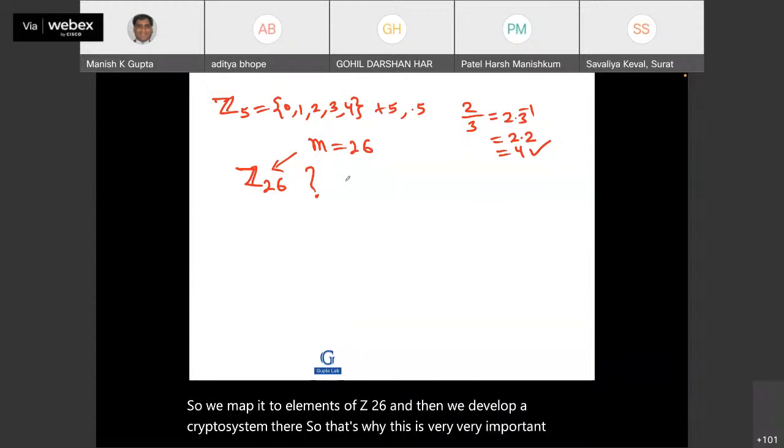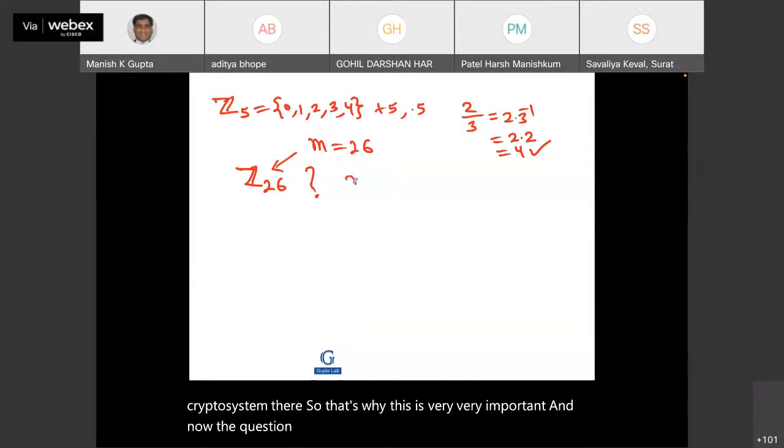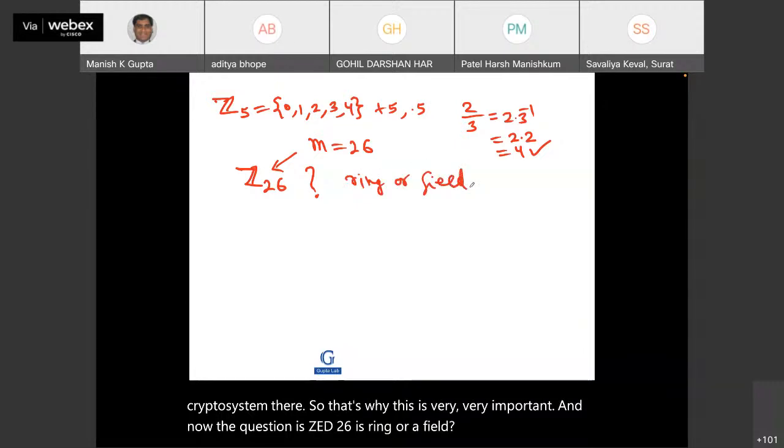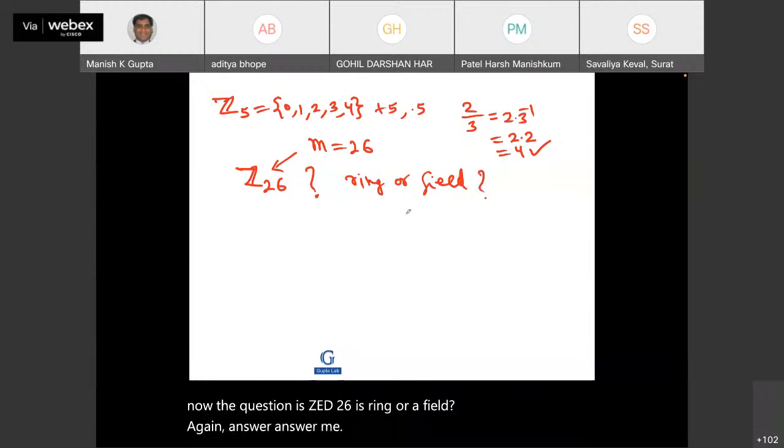And now the question is, is Z26 a ring or a field? Again, answer me. Maybe a field? Because 26 is not a prime number, it's a ring. Yes, 26 is not a prime number, so it does not have an inverse. Inverses are not there, so it cannot be a field. Yes, this is not a field. Okay, this is a ring.